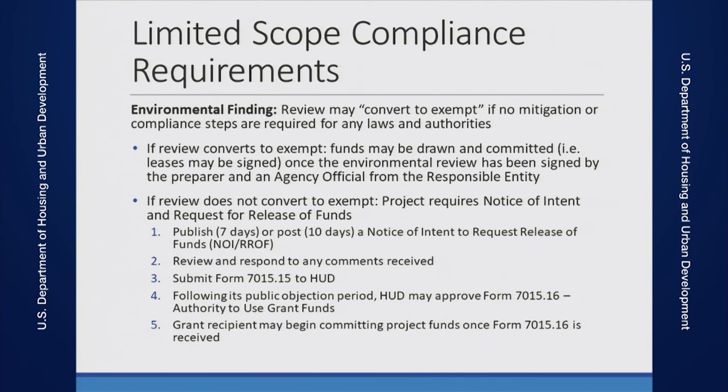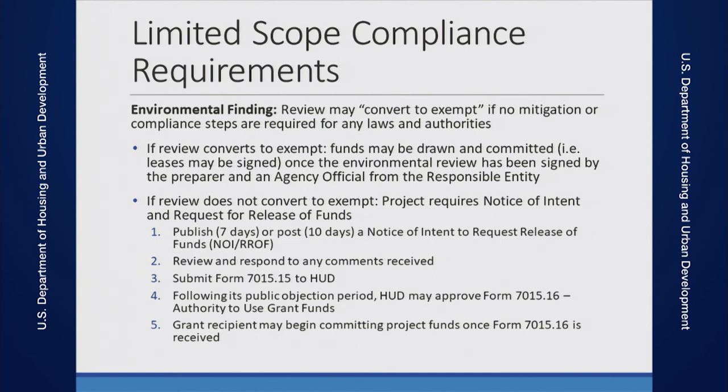If there are any required mitigation or formal compliance steps, proceed to the notice of intent to request for release of funds. The responsible entity must publish or post public notice, but the recipient should pay any publishing fees. Then, after responding to any comments received, both the recipient and the responsible entity should sign Form 7015, request for release of funds and certification, and submit that to HUD.